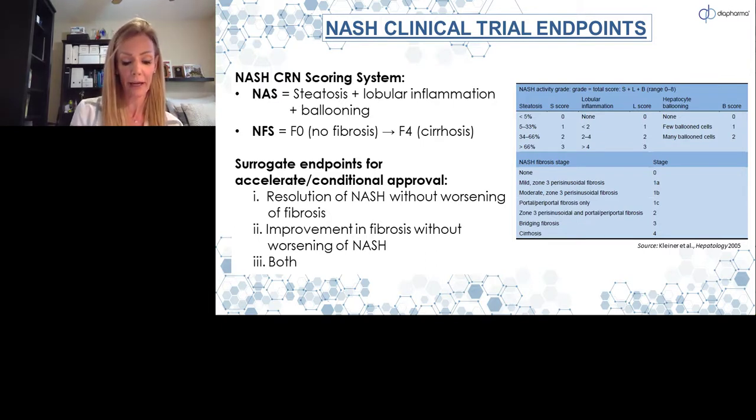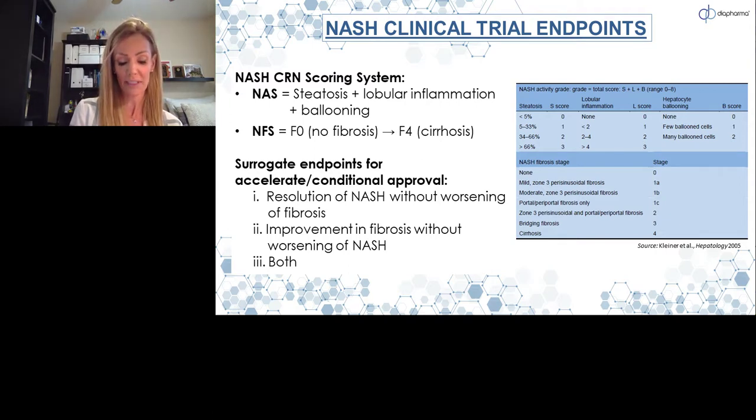The NAFLD activity score, or NAS, is a composite of three values assigned to the extent of steatosis, lobular inflammation, and hepatocyte ballooning that are observed in a liver biopsy sample. Each component is given an individual score, and the NAS is the sum of the three scores. Values range from 0 to 8, and the higher the score, the more severe the disease.